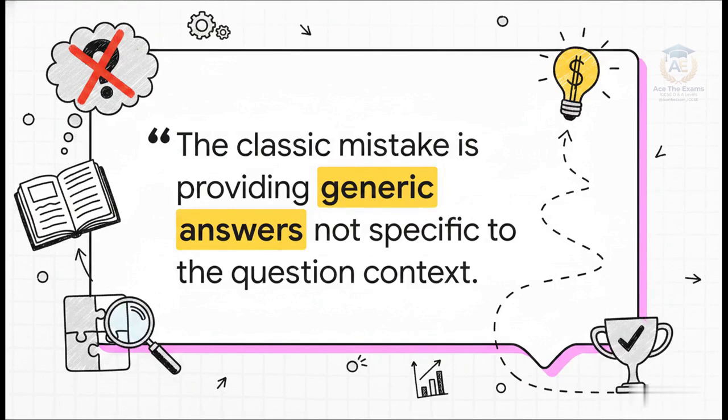Because Pillar 3 ties directly into this ultimate examiner alert. The classic mistake is providing generic answers. Always link every point to the given scenario. So Pillar 3 is your last 5 minutes review checklist. You must use the last 5 minutes of your exam to strictly verify that every single point you made links back to the scenario. Context-specific justification is everything.